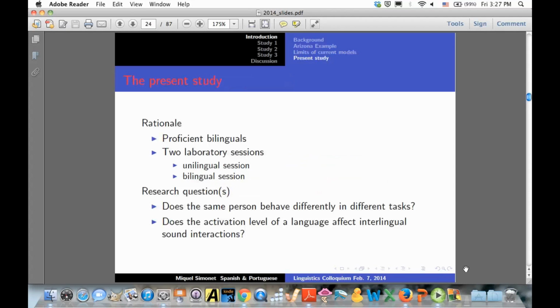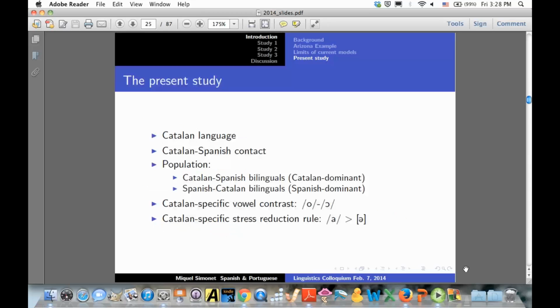And so the questions are, does the same person behave differently in different tasks? No need for a control group here. And does the activation level of a language affect interlingual sound interactions? And we'll be looking at data from Catalan and a little bit from Spanish in a Catalan-Spanish contact. And the population, I was saying there's no control group. I don't think that this is quite a control group, but there are different groups of speakers. They're all bilingual in the same combination of languages, but different orders of acquisition and different levels of dominance.